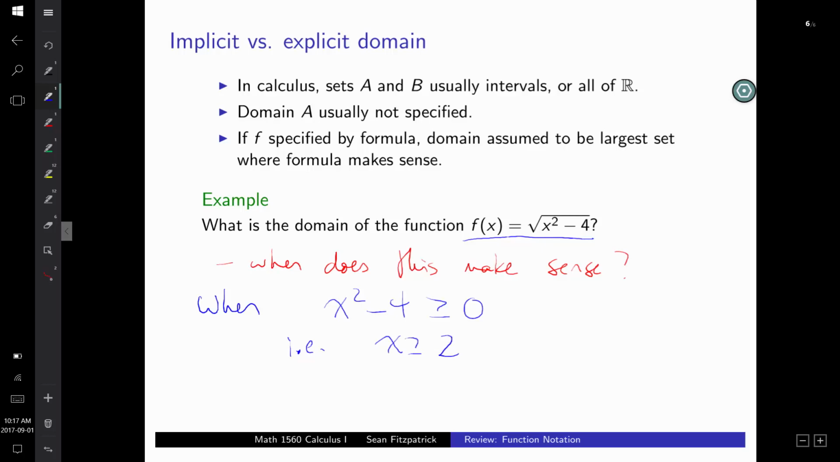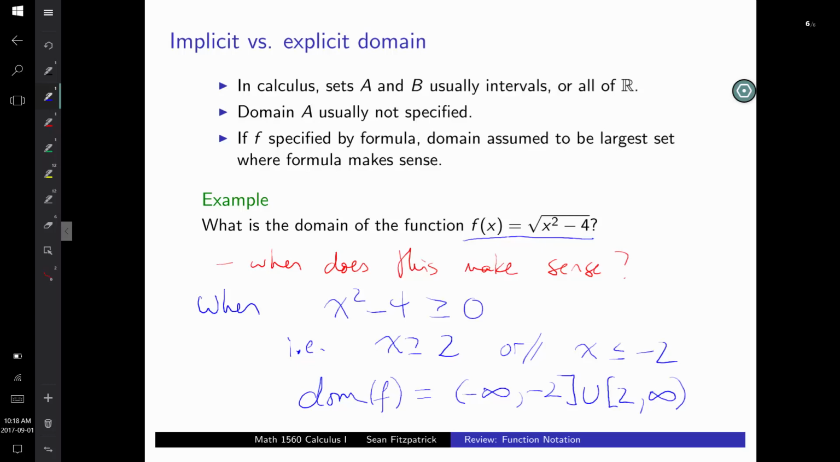Can you think of another way to get x squared bigger than 4? Well, remember that if you square a negative number, that comes out to be positive. So the other option is that x could also be less than or equal to minus 2. So what should be the domain of my function? Well, in interval notation, everything from minus infinity up to and including minus 2, together with, and here's where you might use that union symbol, everything from 2 up to infinity.